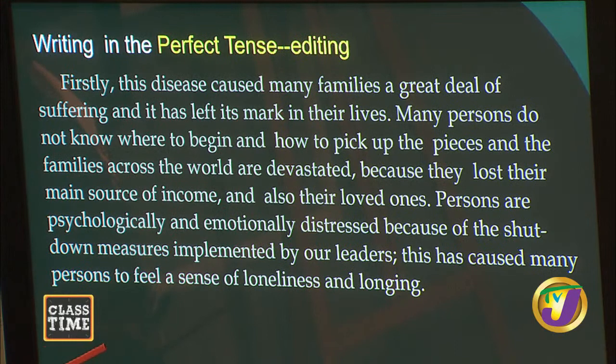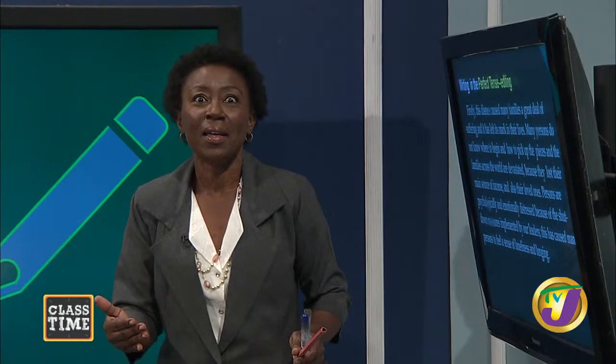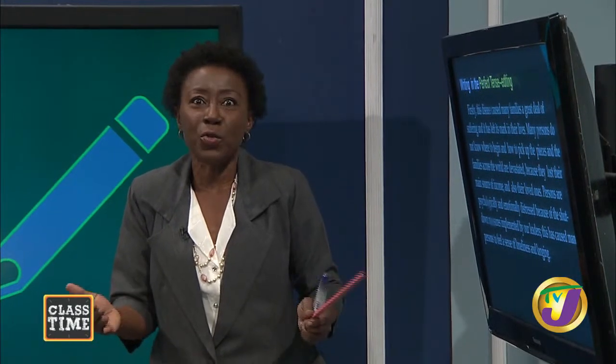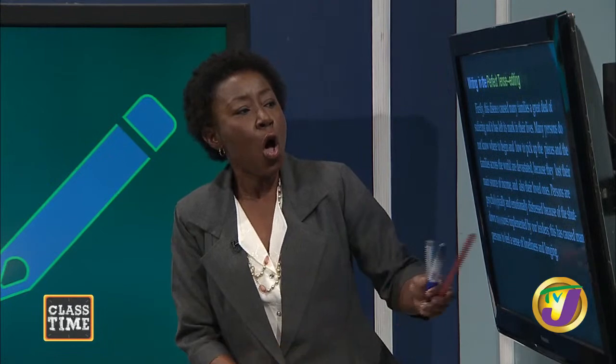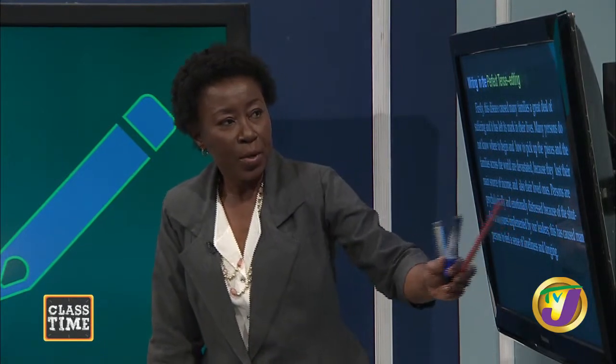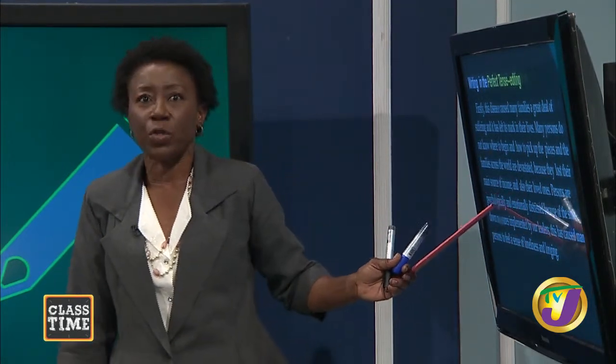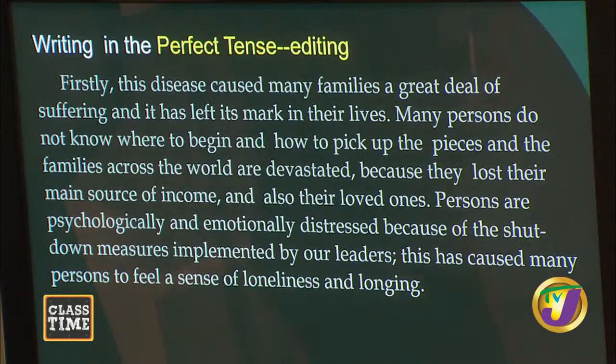Because they lost their main source of income. They lost. That's the past simple tense. We want to say they have lost. Some persons are still not working. Since they're not really working the way they used to, they are still suffering the effects. So they have lost their main source of income. So we would edit that to say have lost.